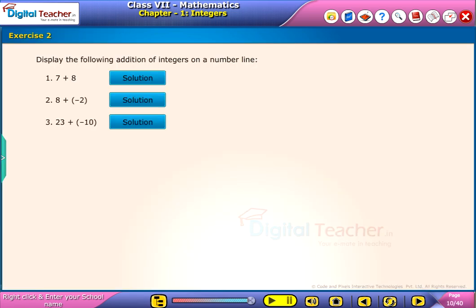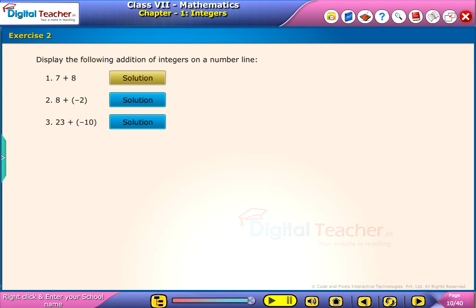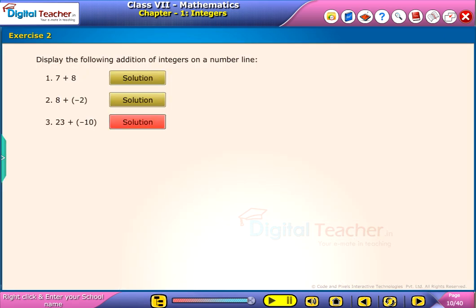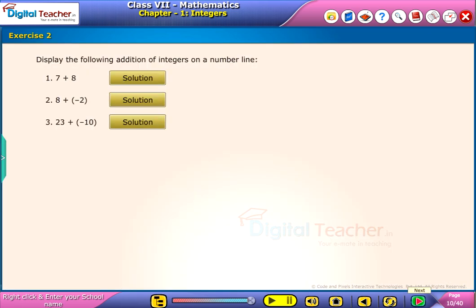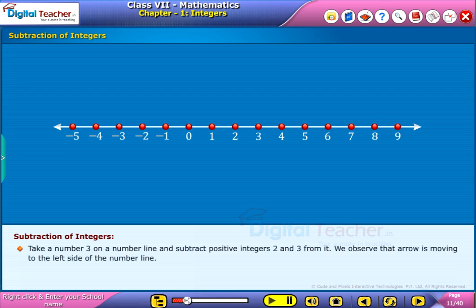Let us solve a few exercise problems. Click the tab to view solution. Let us learn about subtraction of integers. Take a number 3 on a number line and subtract positive integers 2 and 3 from it.